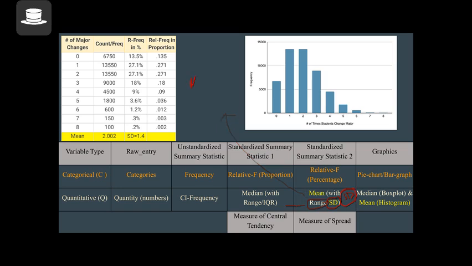Let me give you another example here. Let's say a colleague of mine comes to me and says, "Hey, how did your class do on the midterm exam?"